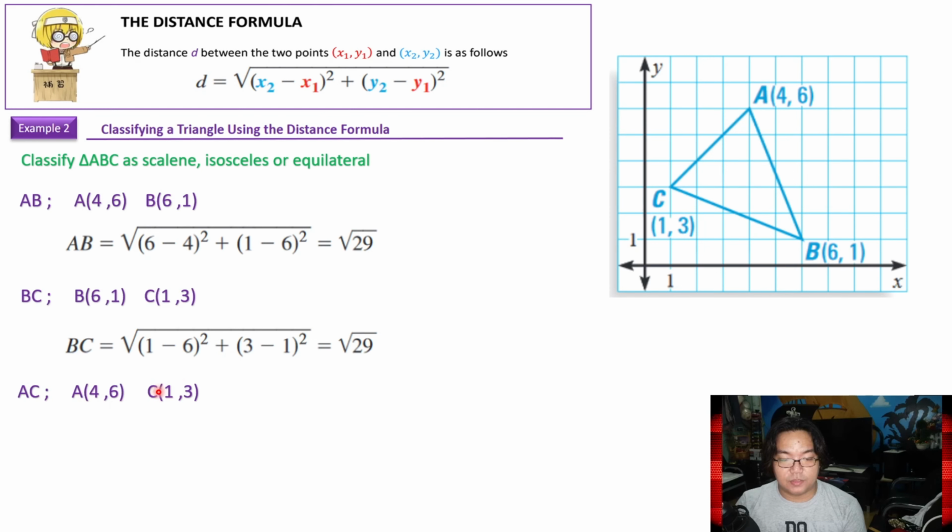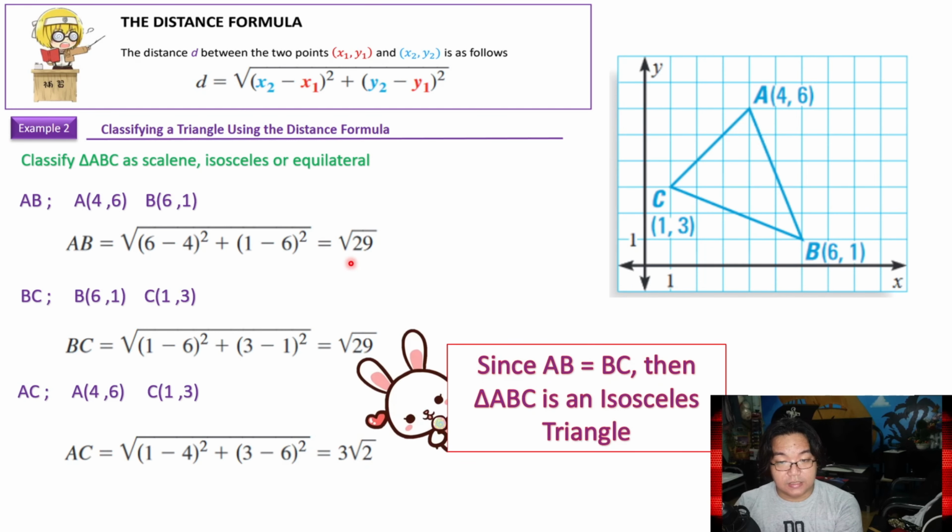Here we subtract 1 minus 4, and then we square it. So that is 1 minus 4 raised to 2, which is negative 3 squared, plus 3 minus 6, which is also negative 3 squared. So you're going to have 9 plus 9 equal to 18, and the square root of 18 is the same as 3 square root of 2. So as you can see, since AB is equal to BC, this triangle ABC is an isosceles triangle.